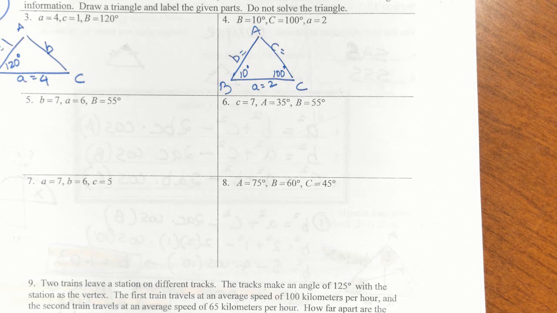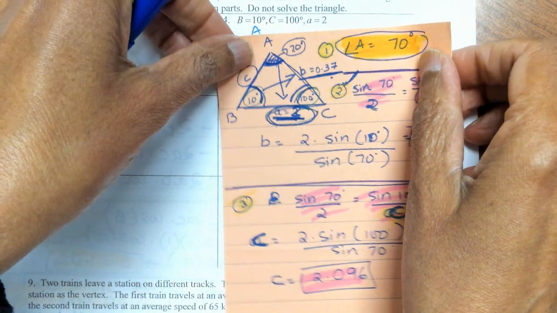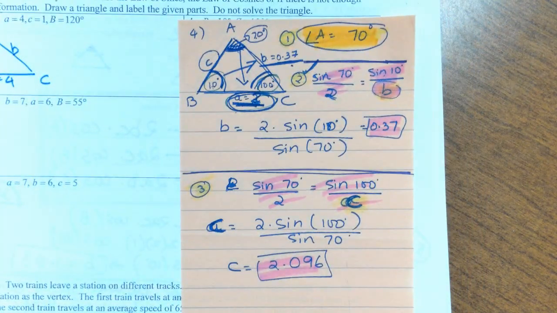Okay, I'll go ahead and put up the answer for 4. After 4, we will just discuss 6 and 8. But for now, let's take a look at 4. If you're still working on 4, please continue working. The only missing angle is 70 degrees and the 2 sides are 0.37 and 2.096.